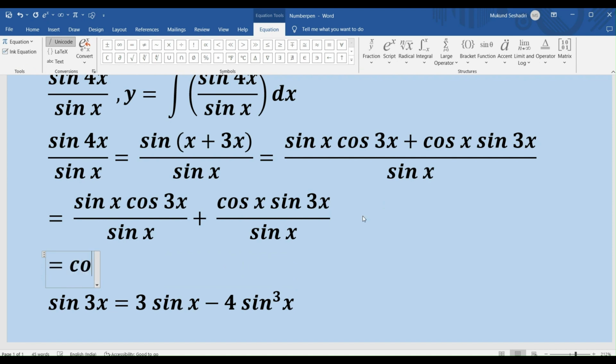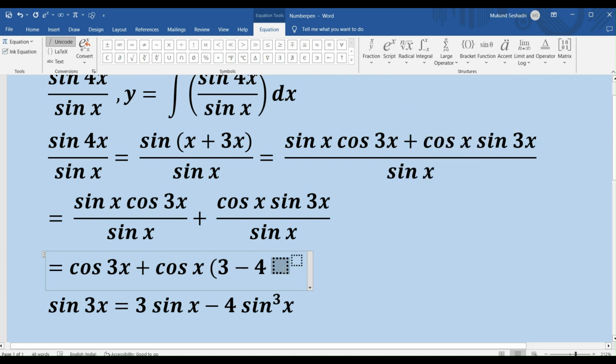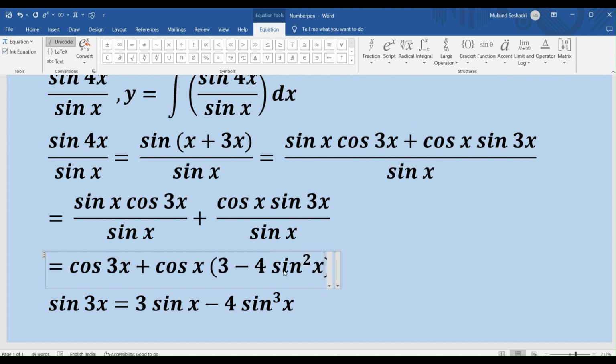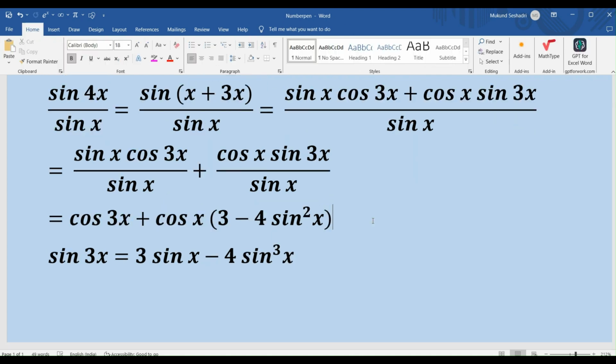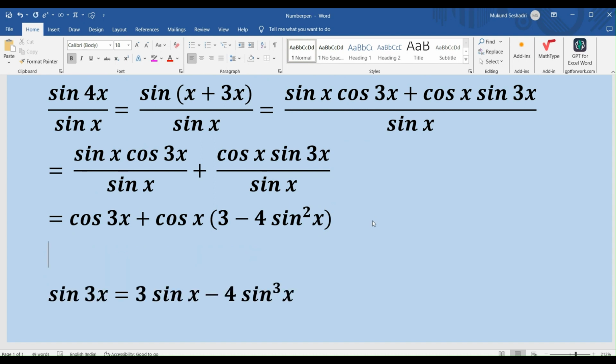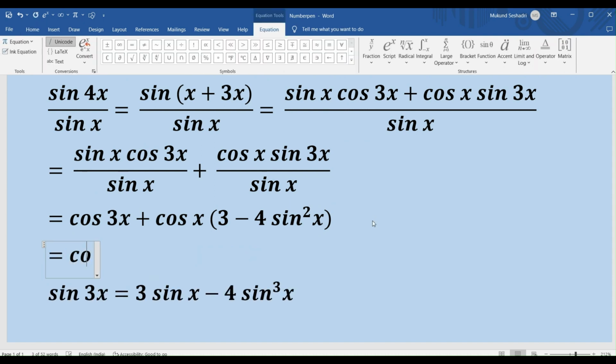I can cancel out my sine x in the first expression. I get a cos 3x, and in the next one, I have a cos x times, and I know that my sine 3x is now 3 sine x minus 4 sine cube x. And when I divide that by my sine x, what I get is 3 minus 4 sine square x, right? I hope you folks are with me. I know that I'm skipping one of these steps, right? So this is what I have, and I know that I can do a little more simplification here.